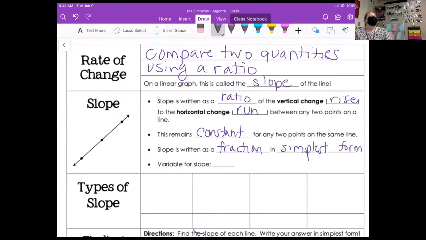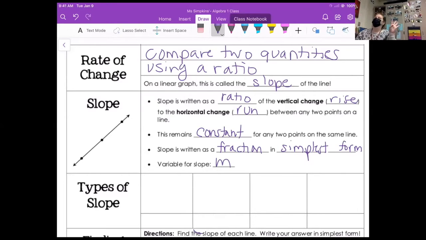When I say simplest form, though, I mean like 8/6. What could we simplify 8/6 to? 4/3. That would be simplest form. Or like 6/2. 3. Yeah, you can make it a whole number. Just don't make it a mixed number. Good. Okay, what do you think the variable that represents slope is? What letter? M. It is M. I'm surprised no one said S, like S for slope, but it's M.